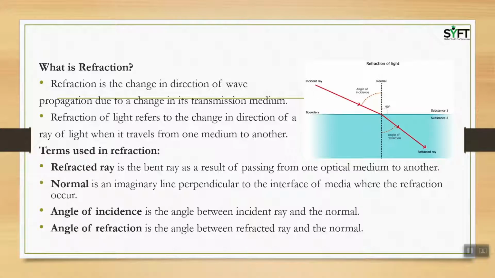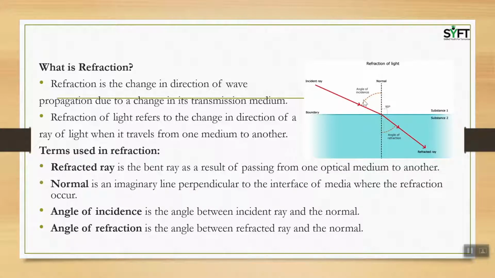So let us know how we can use these terms. We can refer to this image where this is our normal. This is the perpendicular to the interface of media where the refraction, that means the bending of light, occurs. It is the imaginary perpendicular line, and this is the incident ray, the ray which is approaching the surface of refraction. Then the ray which bends is called your refracted ray.